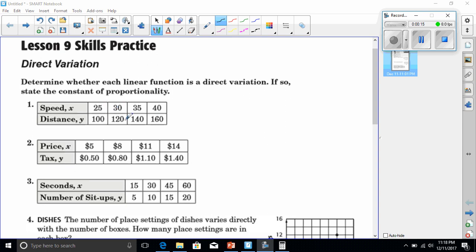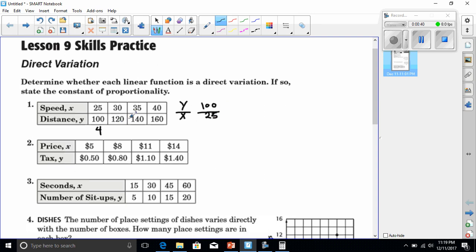Well, 100 divided by 25, that's going to be 4. And remember, whenever we have tables, we have to take y over x, right? Y over x, and determine if the rate is the same throughout. So that would make this 100 divided by 25. And that's how I got 4.